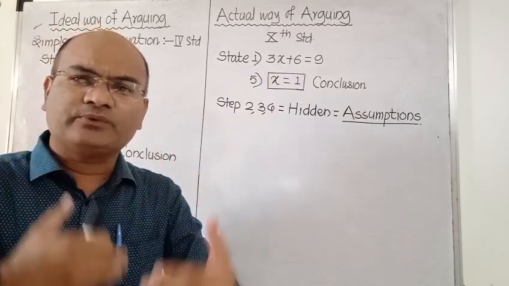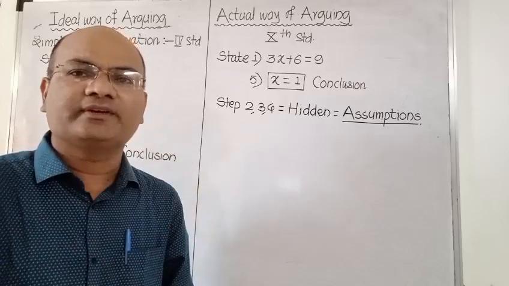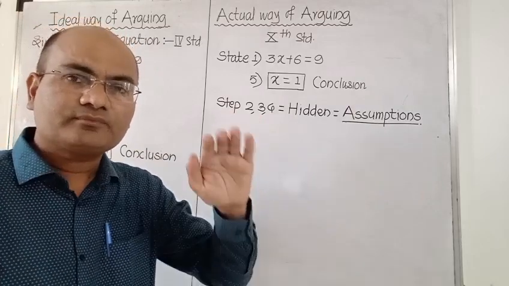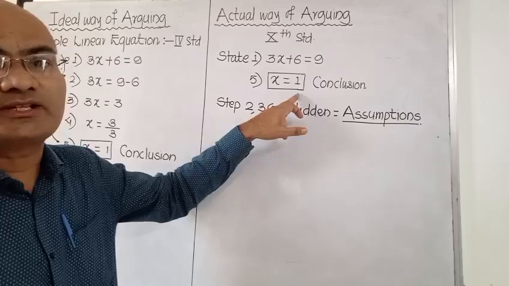We do not have to write everything step by step, as the paper checker or teacher knows everything very clearly. So we are not writing steps 2, 3, 4 in detail, and accordingly, my dear friends, we indirectly conclude x is equal to 1.